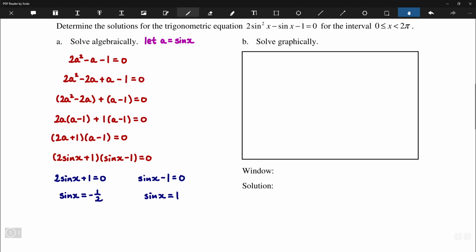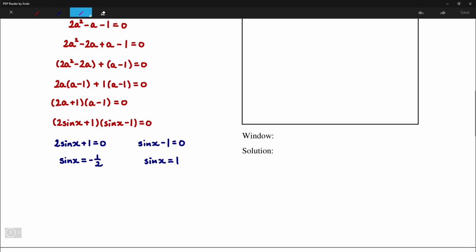So from here, once again, we're looking at the quadrants for the answers. Sine x is negative in quadrants 3 and 4. Then we find our reference angle, using this time the 30, 60, 90 triangle, which will give us a reference angle of pi over 6. So our solutions will be pi over 6 as a reference angle, but in quadrant number 3, so that's pi plus pi over 6, which will give us 7 pi over 6.